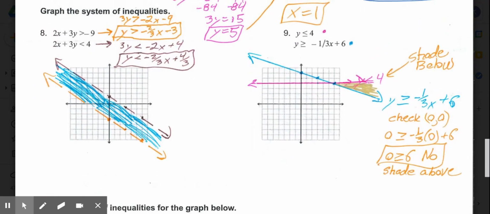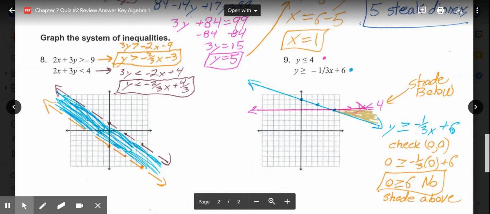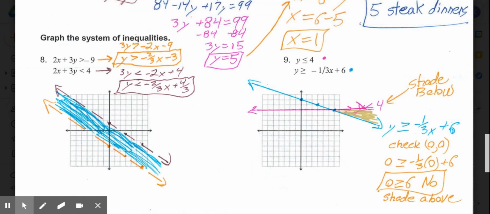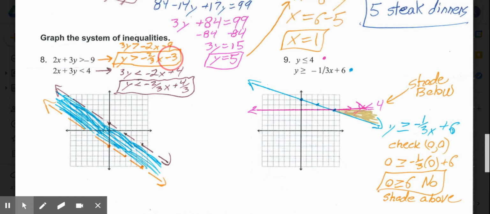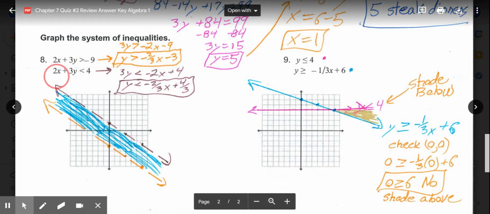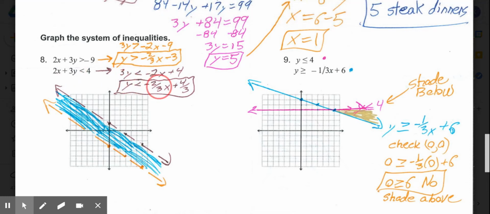Now with 8 and 9, we want to rearrange both equations into the y equals mx plus b format, but instead of an equals, we'll have the inequality. So the top equation, we'd subtract 2x from each side, and then divide everything by 3, giving us y is greater than negative 2/3 x minus 3. Bottom equation, we'd subtract the 2x and then again divide everything by 3. So we'd end up with y is less than negative 2/3 x plus 4/3.